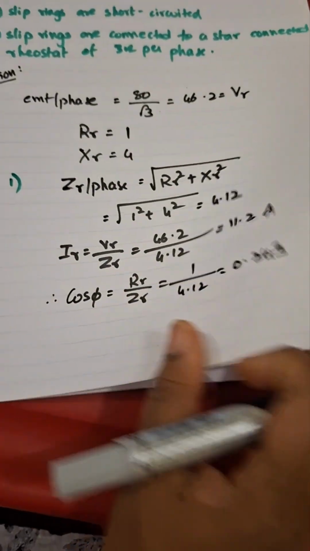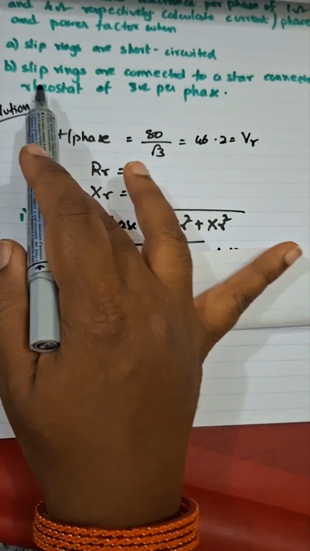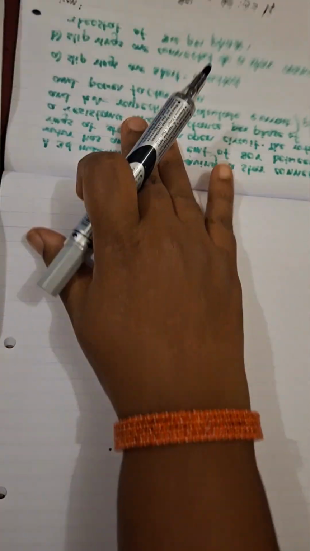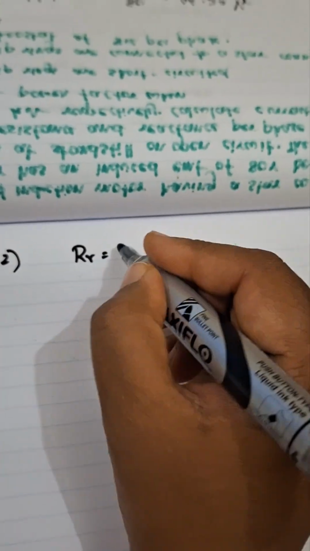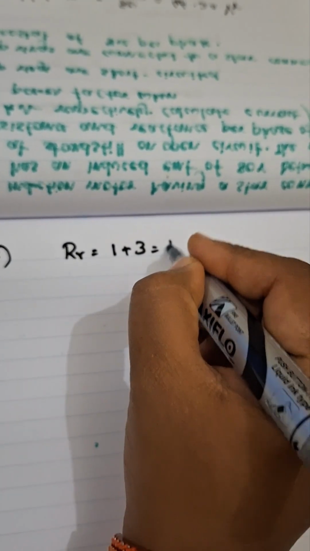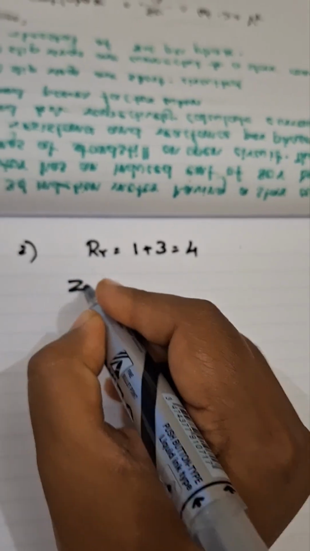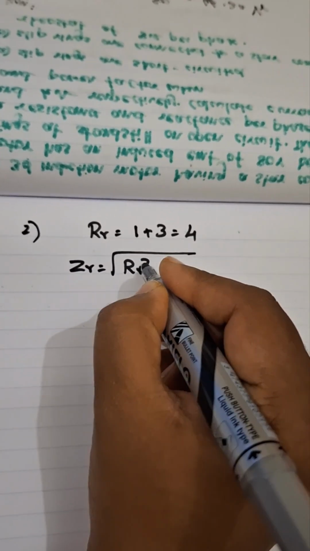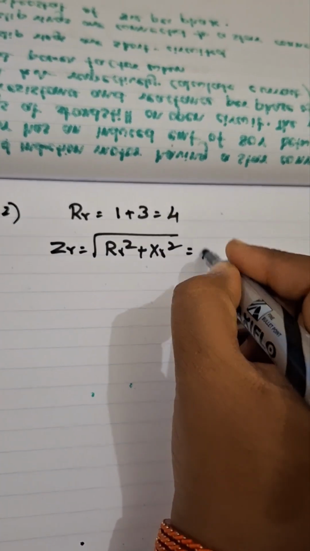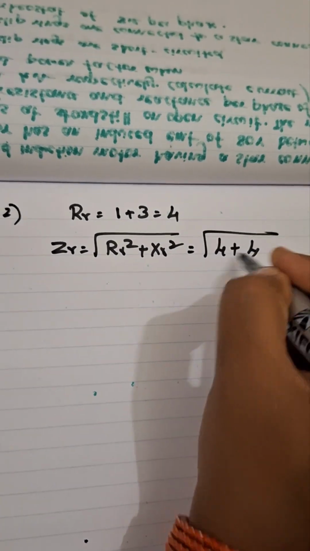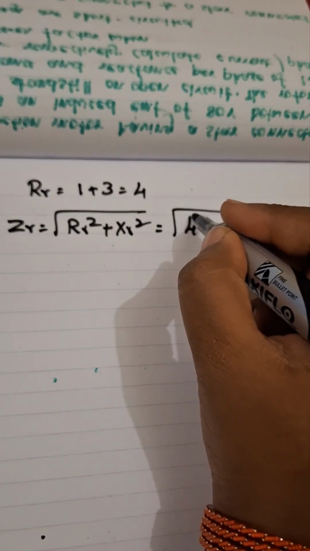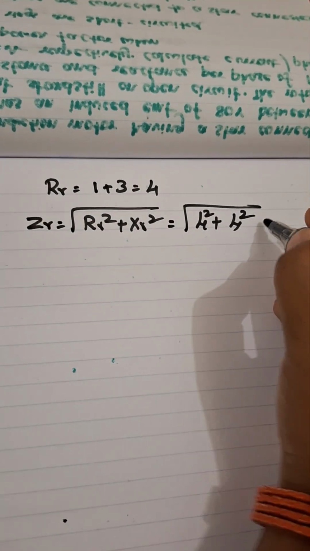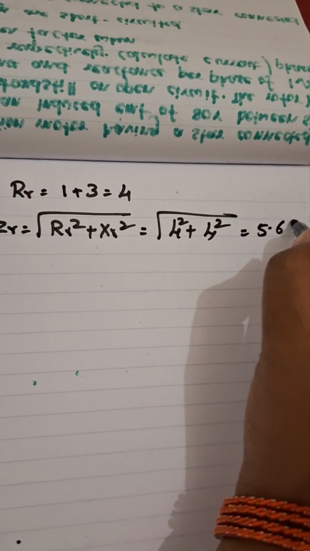Okay. Now the second thing: slip rings are connected to a star connected rheostat of 3 ohms per phase. Star connected rheostat means extra resistance is added, right? So the second time extra resistance is added. Actually it is 1, now 3 is added. So now the new RR is 4. We know ZR is equal to the square root of RR square plus XR square. RR is now 4 and XR is already given as 4. So 4 square plus 4 square will give you 5.66.